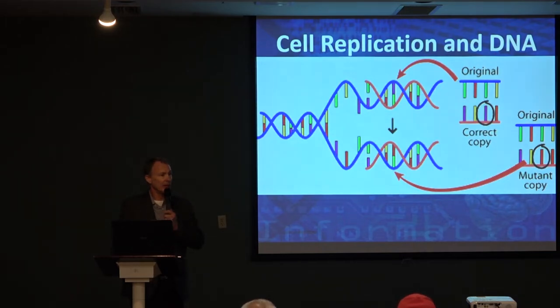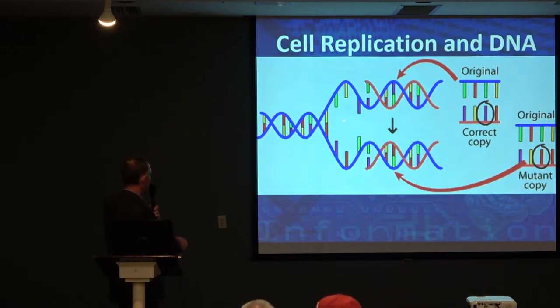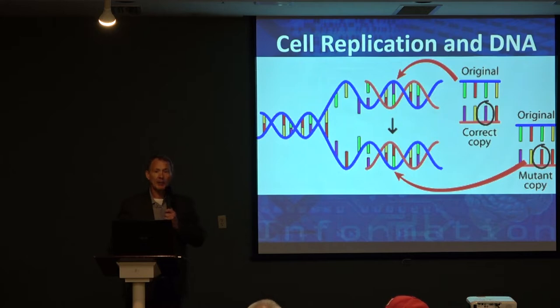Now, the DNA gets copied during cell replication. What happens is it unzips itself into the two separate strands. It makes a copy, and then it recombines. And it copies very, very accurately. There's a built-in spell checker and a proofreader in our DNA that copies it exactly.